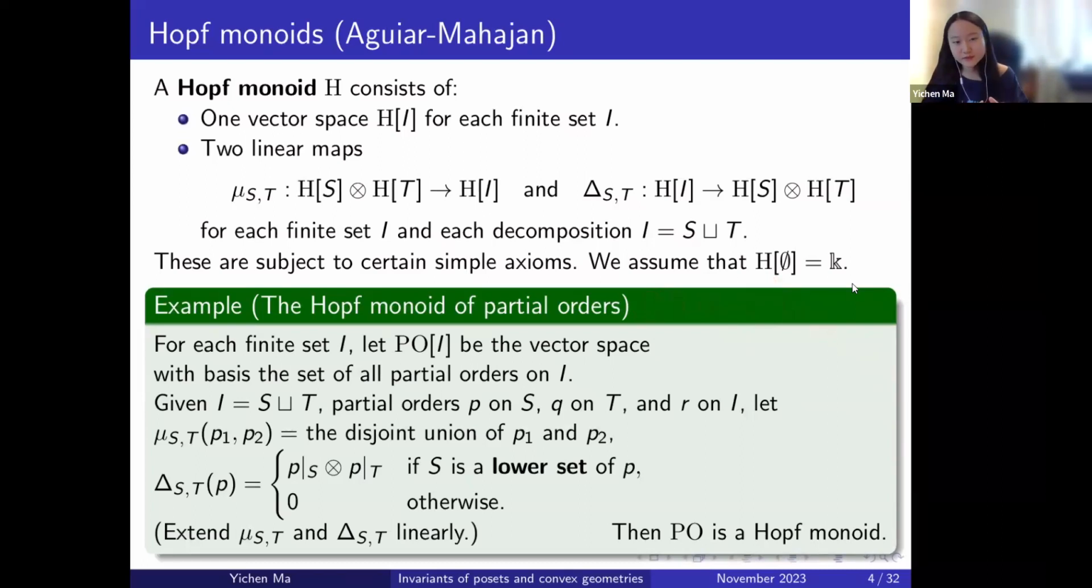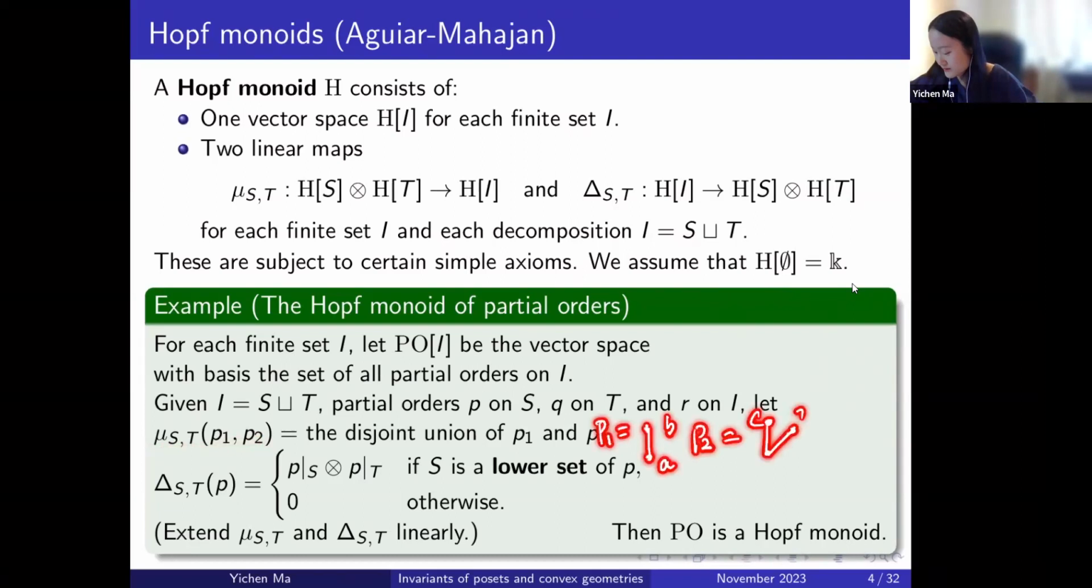On this set, we define two operations. The product is defined by the disjoint union of P1 and P2. So if P1 is A less than B, and P2 is, for example, C, D, E, then the disjoint union of P1 and P2, which I write as a parallel sum, is simply putting them together without adding more information.